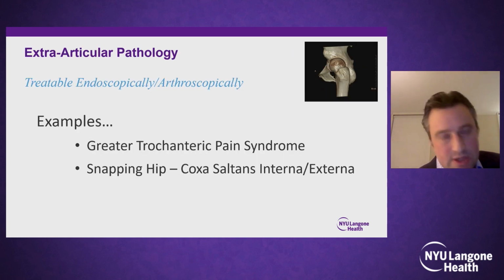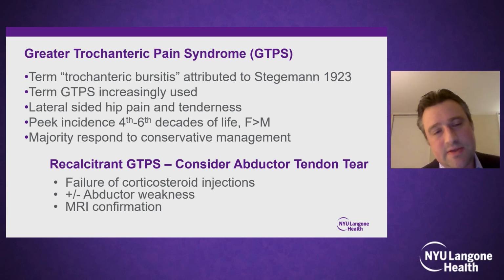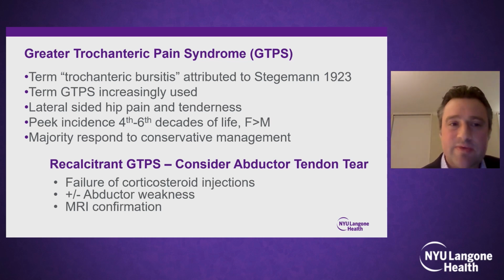So some extra-articular pathology that's treatable endoscopically or arthroscopically: greater trochanteric pain syndrome with abductor tendon tears, snapping hip. So greater trochanteric pain, just to briefly go over this, this term is used for a spectrum of pain conditions. The majority of these do respond to conservative treatment, but at times this is recalcitrant to conservative care, and this may be related to abductor tendon injury.